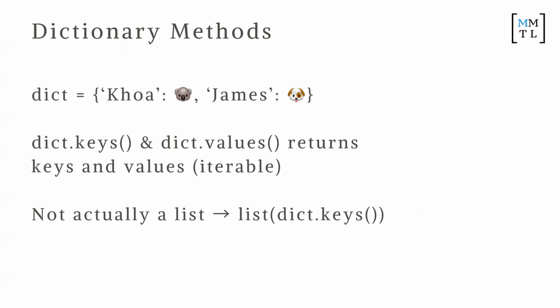All right. So let's talk about different dictionary methods that might be useful. If our dictionary is Qua's spirit animal is a koala and James is a dog, then dict.keys will return the keys. It returns the keys in an iterable, which means that you can actually loop through it in a for loop. If you try and print it, what's going to come out is a list of all the keys. But technically it isn't a list, though it acts a little bit like a list. If you try dict.values, then it returns just the values. So you can use those functions to pull out just the keys or just the values.